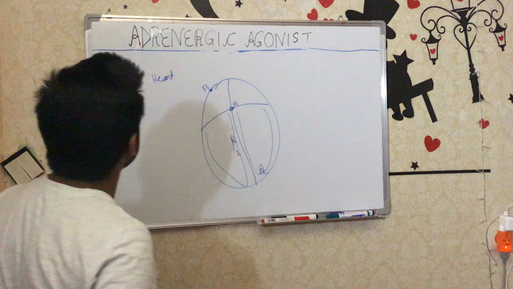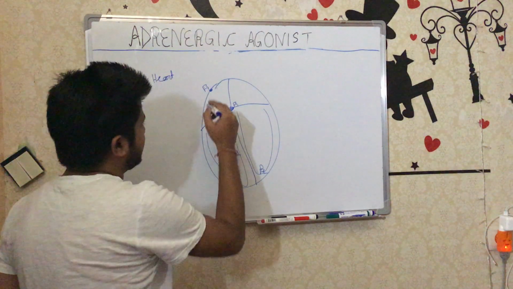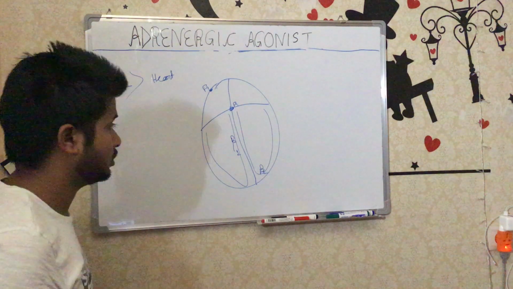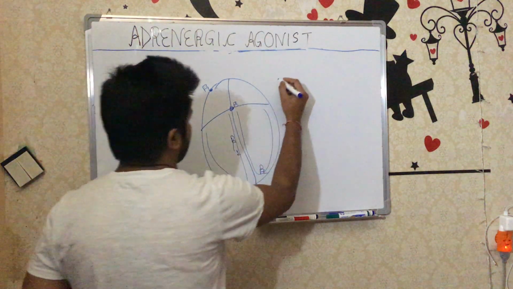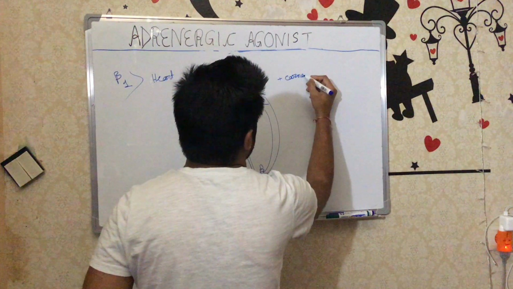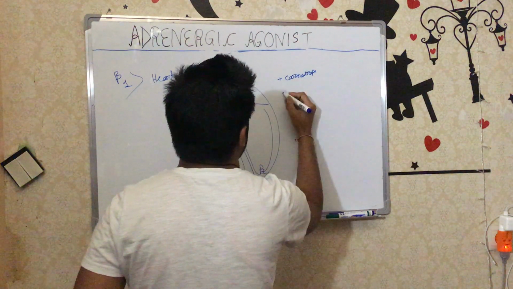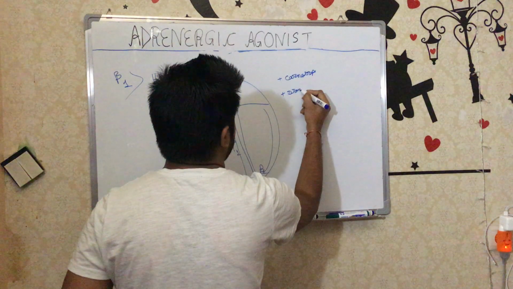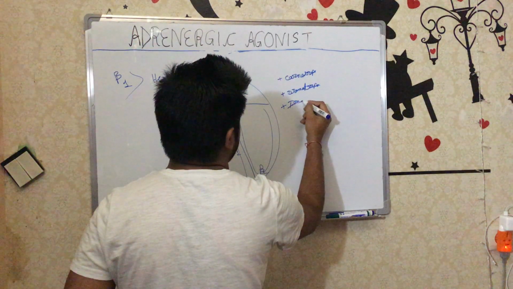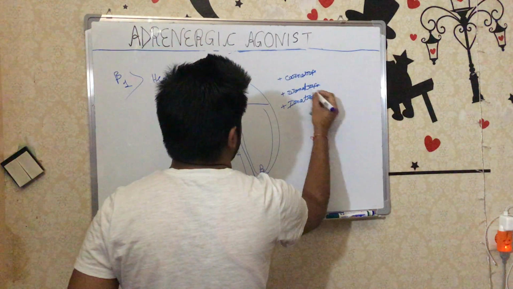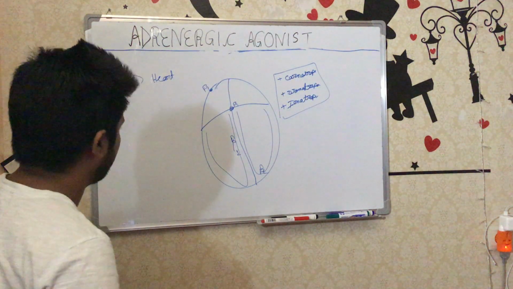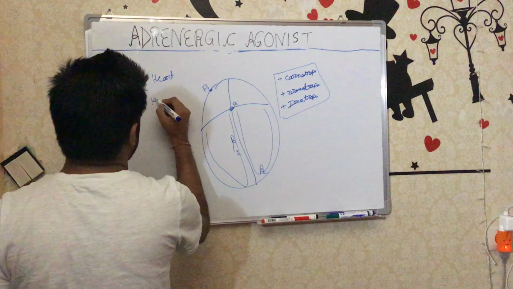It means what? When we stimulate beta 1, it increases the automaticity, increases the conductivity, and increases the contractility. You can see, it means the positive chronotropic action, positive dromotropic, and positive inotropic. These three types of action you can see in the heart whenever beta 1 is stimulated. And second, it is localized in the kidney.